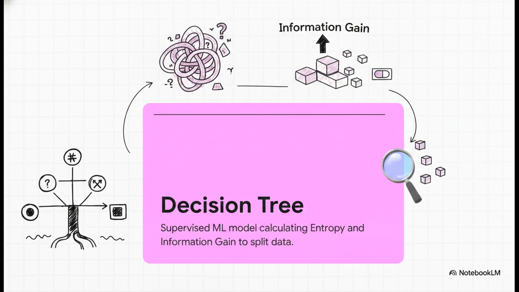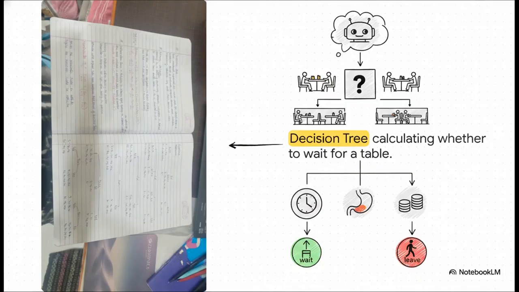At every single branch in the tree, the AI calculates the exact question that removes the absolute most confusion. It's this elegant, high-speed mathematical game of guess who. Imagine our AI agent is trying to decide whether to wait for a table at a restaurant. It looks at its sensors and asks its first question: are there patrons? If the place is completely full, it mathematically calculates the next best question to reduce confusion.